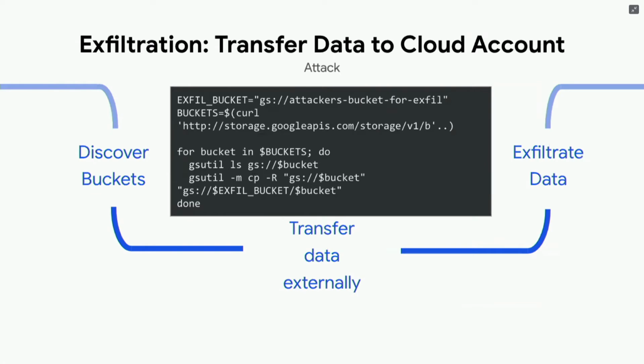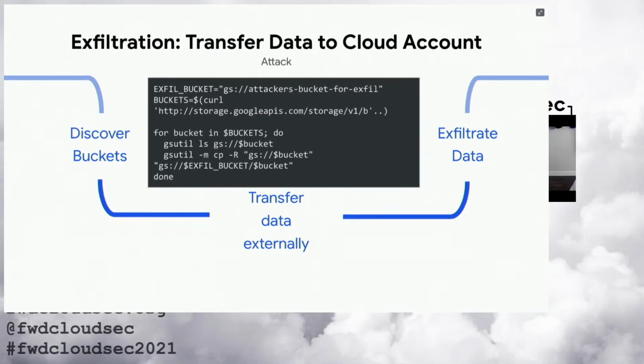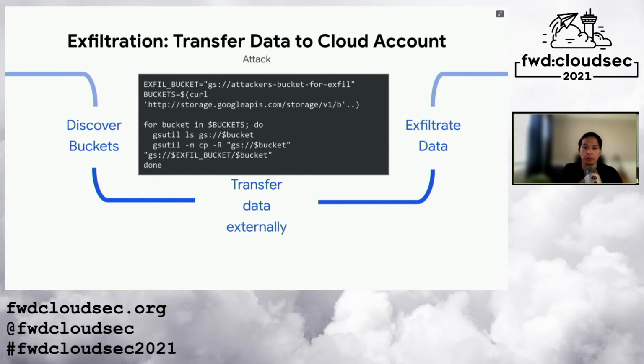The third TTP we will look at is exfiltration, focused on transferring data to a cloud account. Accessing an organization's data is a critical objective for many malicious attackers. The attacker wants to conduct discovery of the environment, attempt to transfer data externally, and exfiltrate the data.